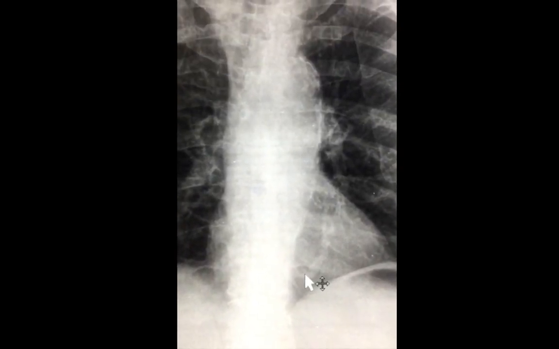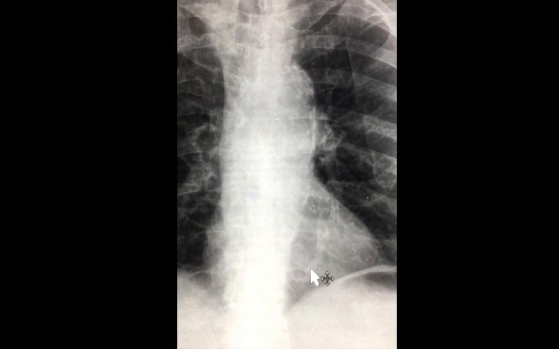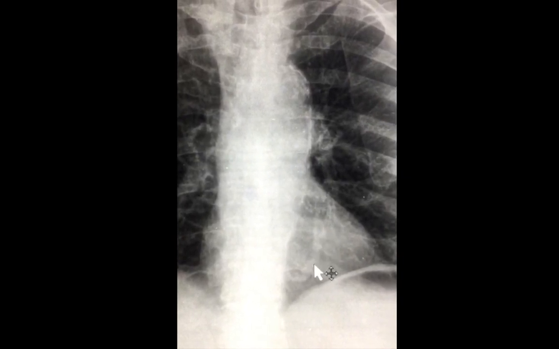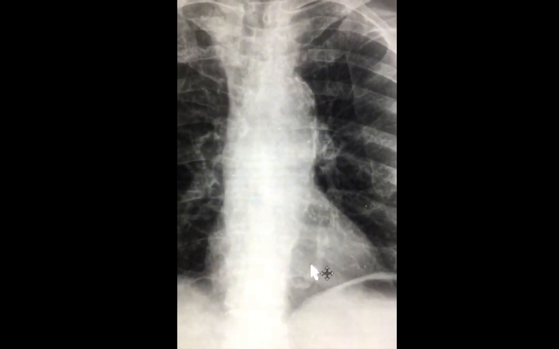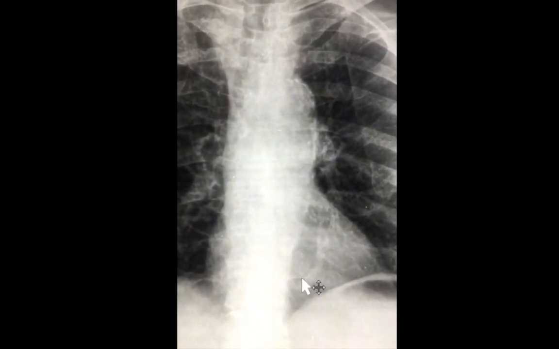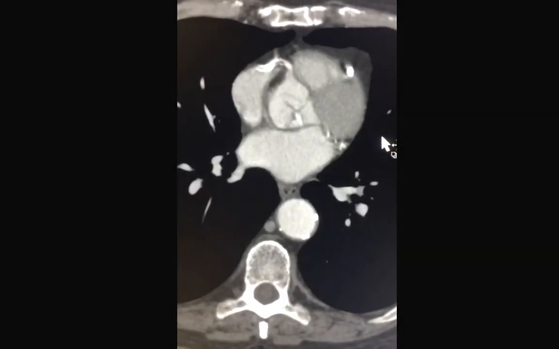Sometimes calcifications in the pericardium at the region of the left atrioventricular groove may simulate this appearance. However, this is relatively thicker than expected for most pericardial calcifications, and the rest of the pericardium does not appear calcified. Now let's look at the CT scan of the same patient.